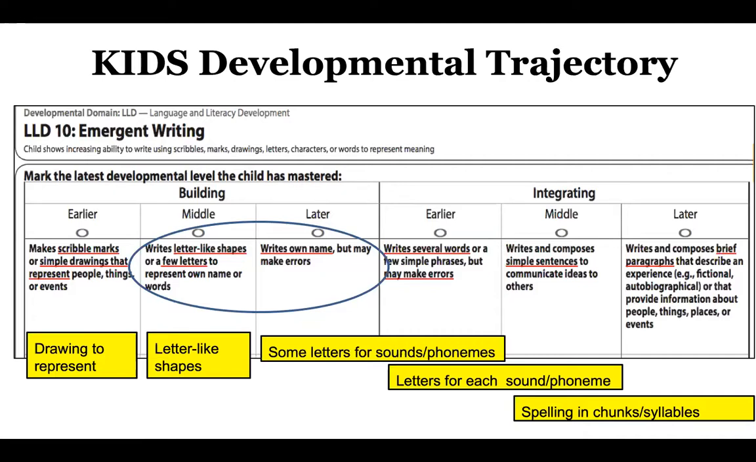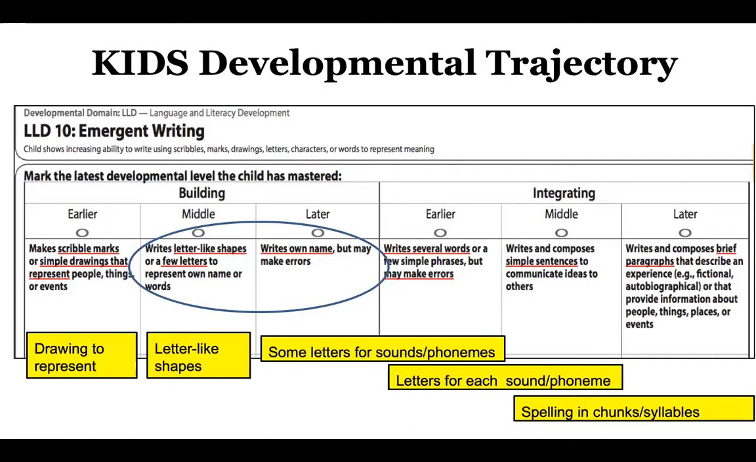Finally, they'll start to write and compose simple sentences to communicate ideas to others. Then they go into paragraphs. The parts in yellow are a lot about phonemic awareness and phonics. So they start drawing to represent something, then they make the shapes, and then they start to make some of the sounds for the phonemes, and then letters for each sound or phoneme, and then they start to spell in chunks. So that's the process.